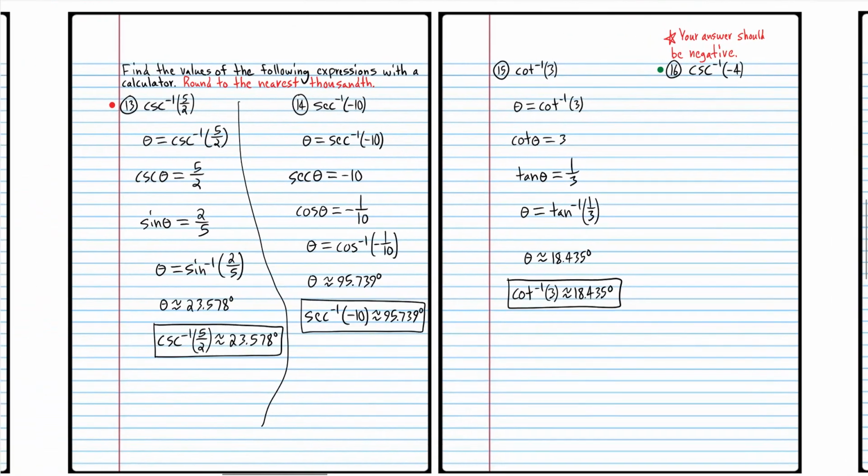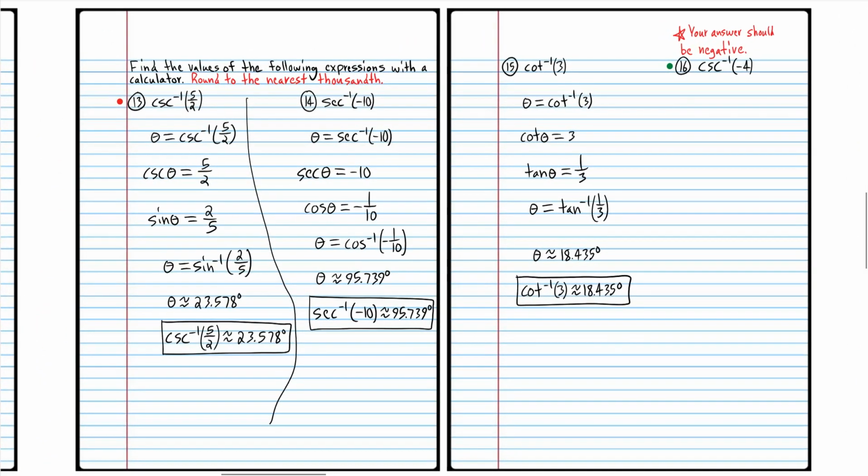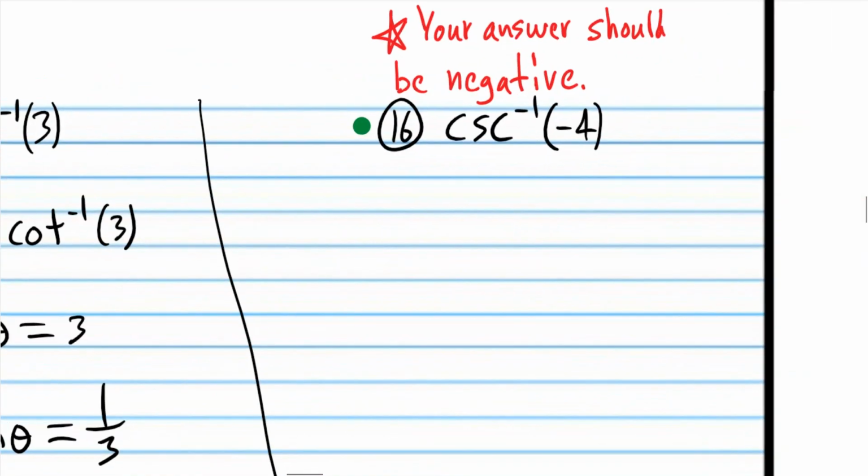Okay, so I want you to try number 16. Be aware that for number 16 your answer will be a negative number, so don't be alarmed by that. Because the angle is going to terminate in quadrant 4. Try number 16. When you come back, we'll do it together. Okay, we're back.